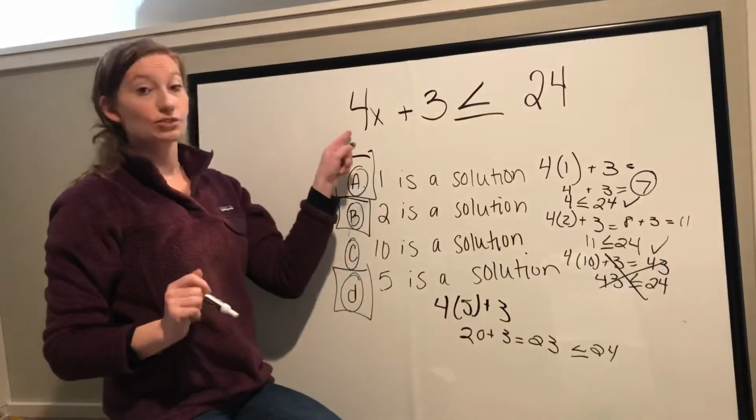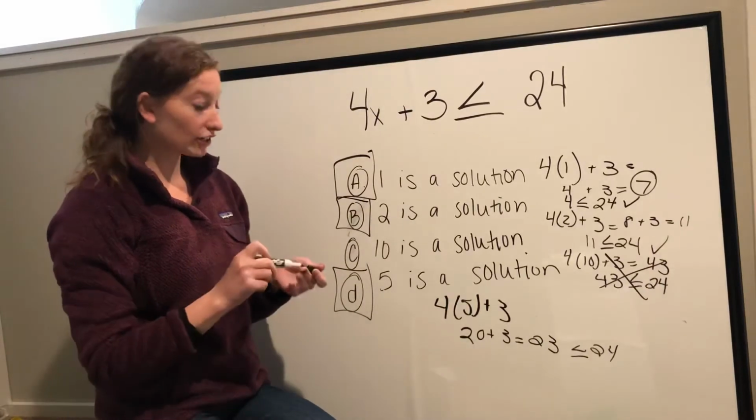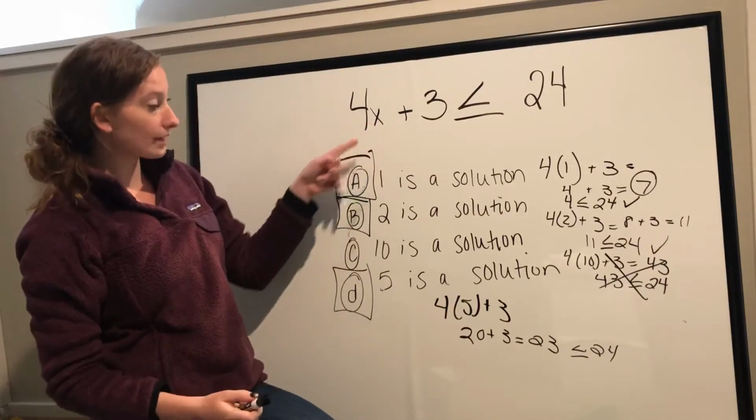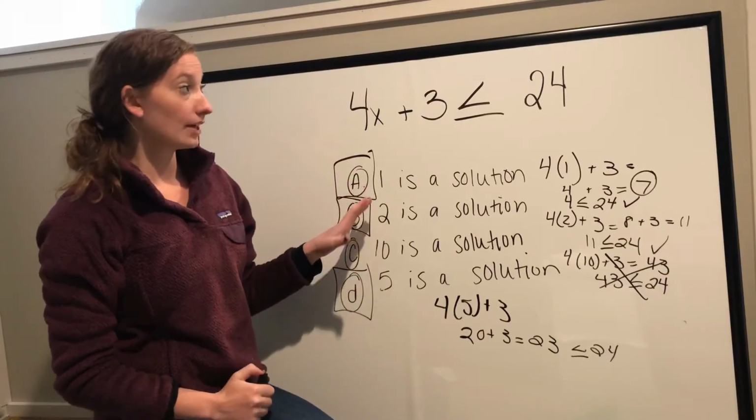This is how you should do that problem. You can't just guess. You have to put the number in for it. And you're not solving for x. We know what x is because they tell us. So don't try to use inverse operation on this one.